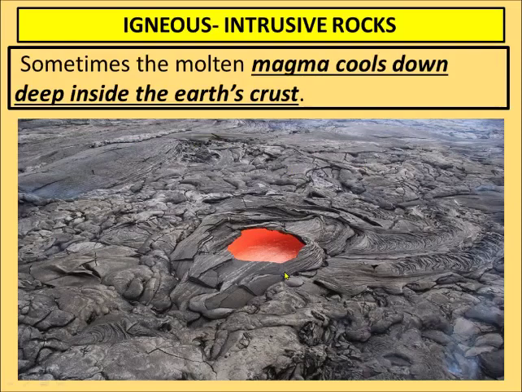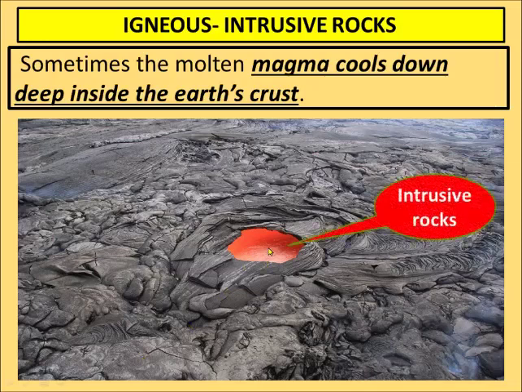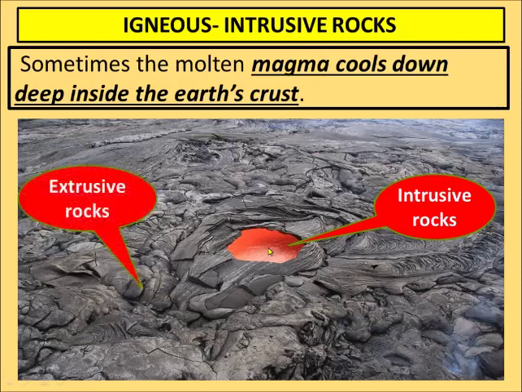You cannot even make your helicopter fly just near this. That's why the picture also has been taken from very far away. So when this magma cools down inside the earth's crust, then this type of rock is known as intrusive rocks. Intrusive rocks means rocks which are formed inside the earth, inside the crust. And the rocks which are formed outside the earth's surface, on the earth's surface, are known as extrusive rocks. Very simple.